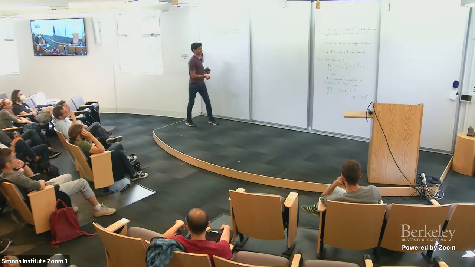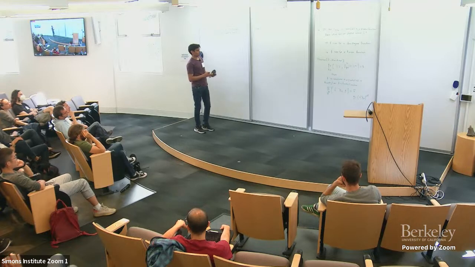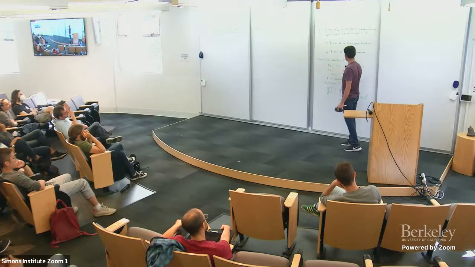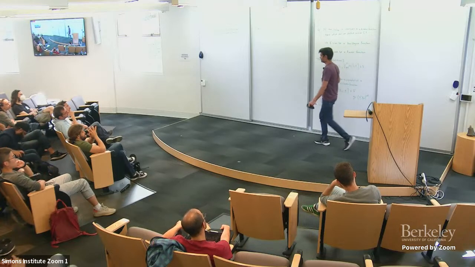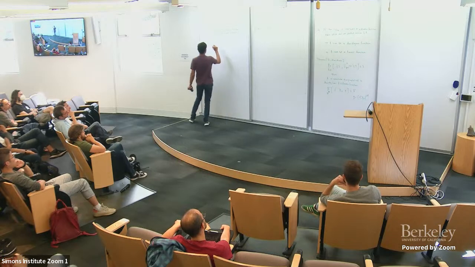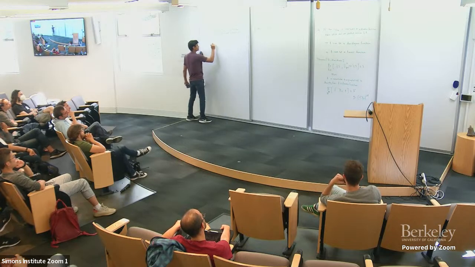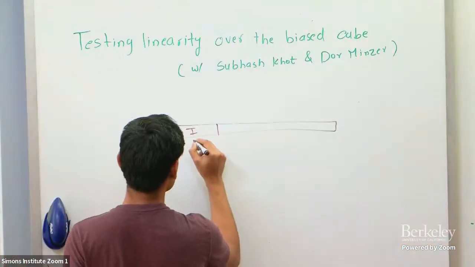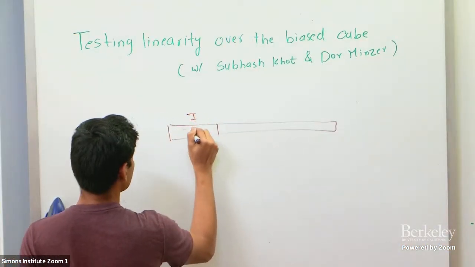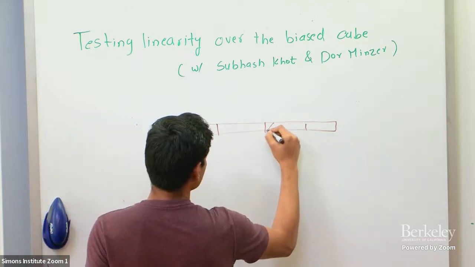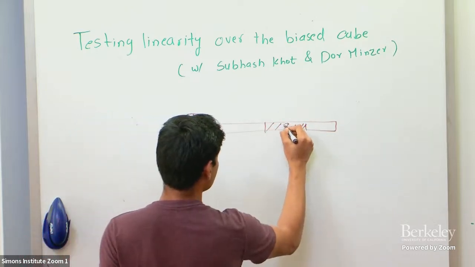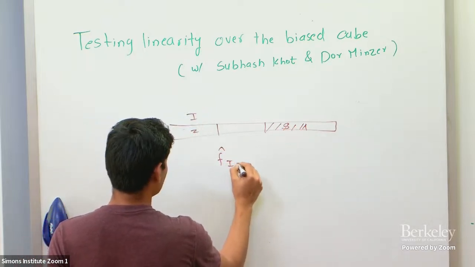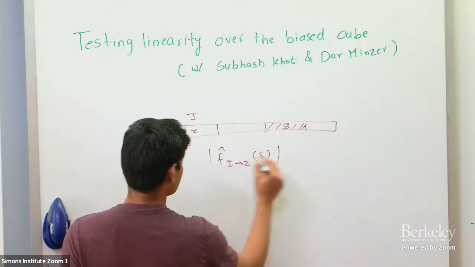So let's see, what kind of condition do we have? The assumption is that for a typical restriction, there is a Fourier coefficient which is large. These are my coordinates 1 to n, and for a typical restriction I and z, I have some Fourier coefficient which is large. This is the set S. So this just means that f hat of I restricted to z at S is large.